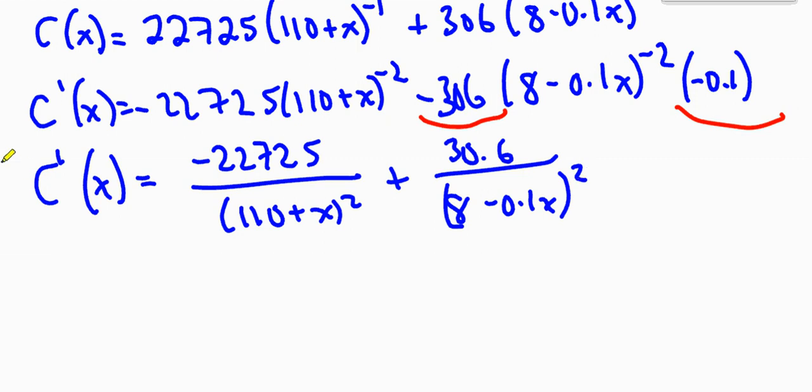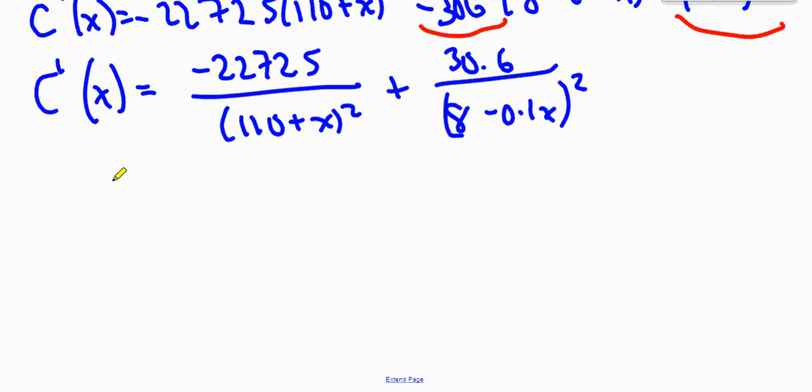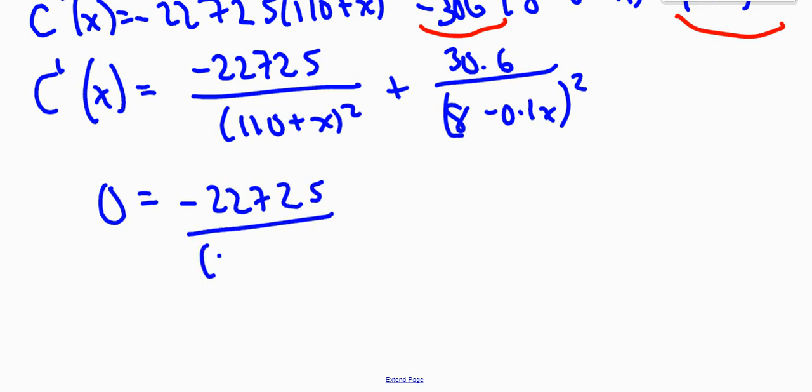And now I need to set that equal to 0 so that I can look for those critical values. So 0, oops, forgot the negative. Let me just erase. So 0 equals -22725 over 1110 plus x squared.